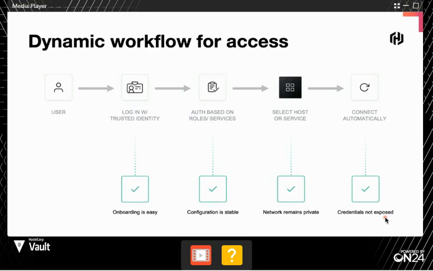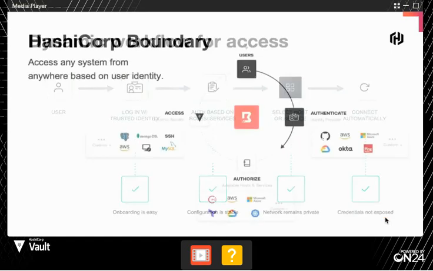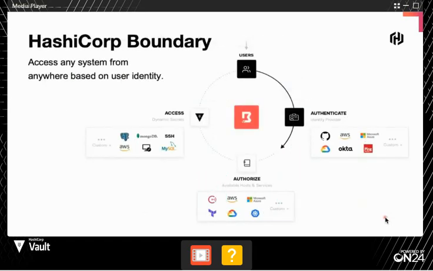Right? So now I can take the user, I log in, I authenticate, then I authorize. And then I select the target, the service or the application I want to connect to, and then a connection is established. A secure connection is established. This is the type of workflow we want to go towards, an identity-based, very dynamic workflow that says, log me in, authenticate and authorize me, and then let me choose my target and go. This is what Boundary solves. Right? So Boundary is this ability to access any system from anywhere, basically, based on identity.